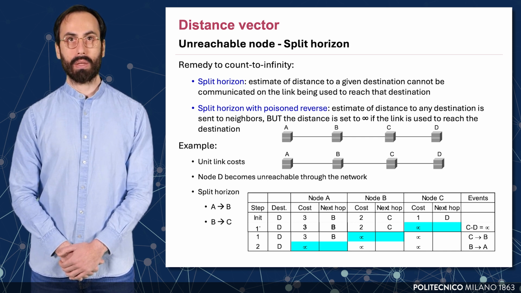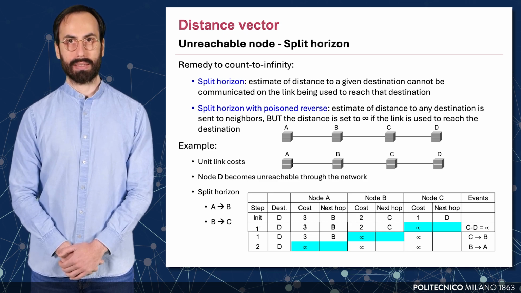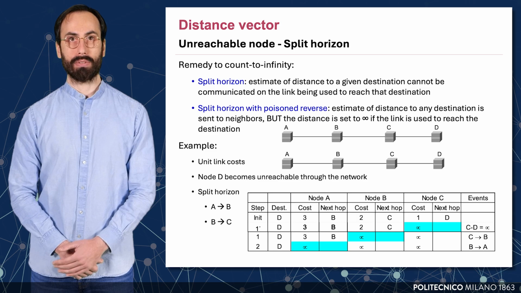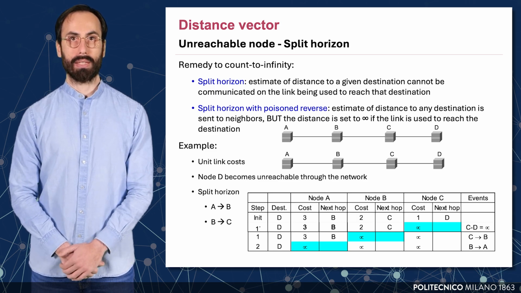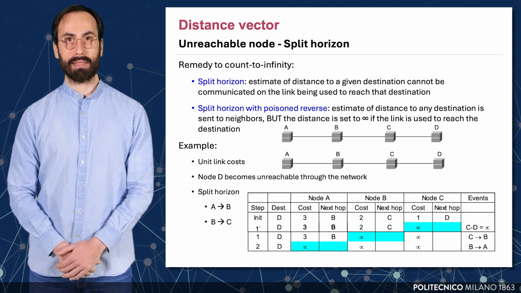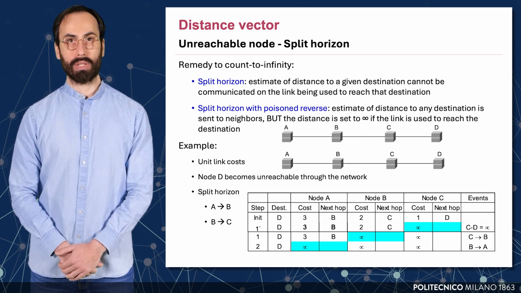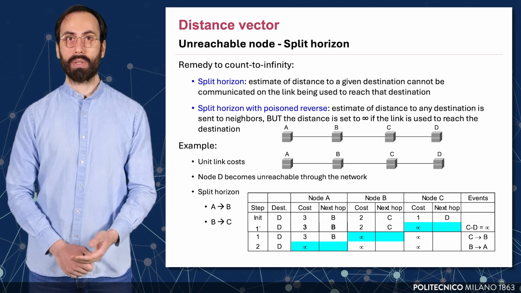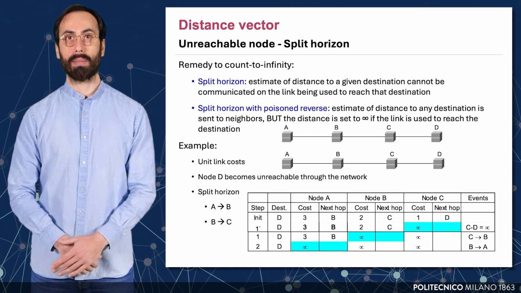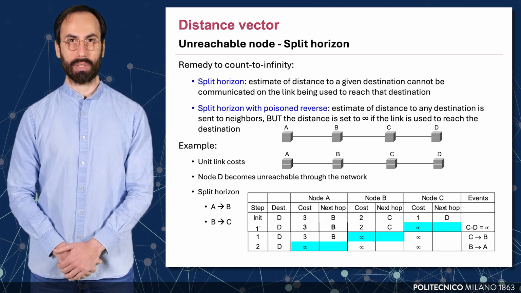In this example, when node D becomes unreachable, C sets its cost to infinite and tells B. Because of split horizon, B does not send back to C a fake route to D via A, so C doesn't get misled. At the next step, A also realizes D is unreachable and sets its cost to infinite. The issue is resolved in just a couple of steps, with no looping or long convergence. This technique improves stability and prevents routing loops caused by outdated or misleading information.